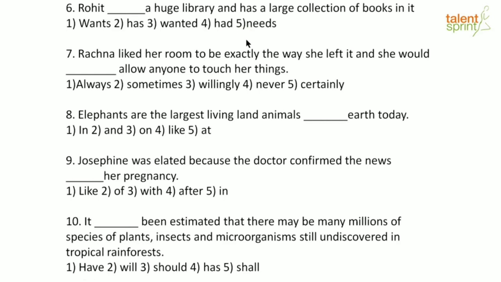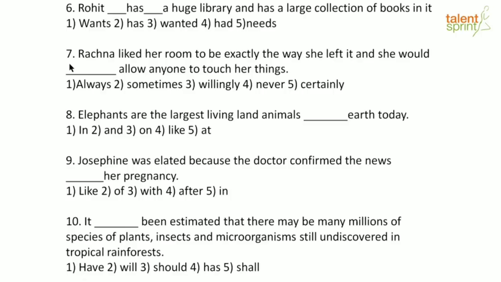Because the general tense in the sentence is present tense, I can also eliminate option 4, which is had, which is the past tense verb, right? So our answer option is 2. Rohit has a huge library and has a large collection of books in it. You already have the clue word in the context, which is the simple present tense, has, right? So let's make that correction.